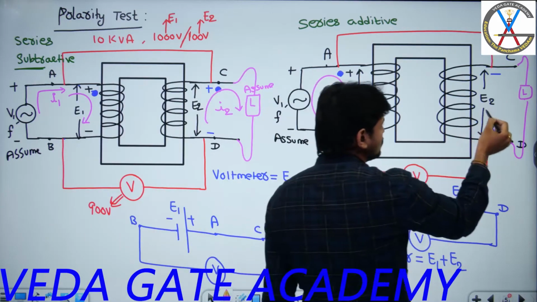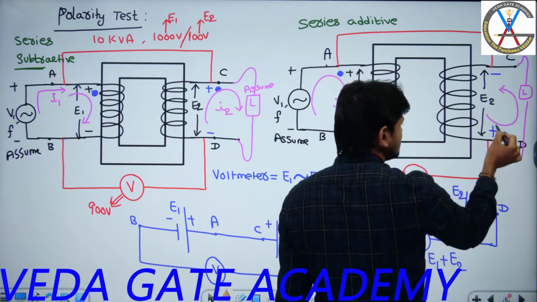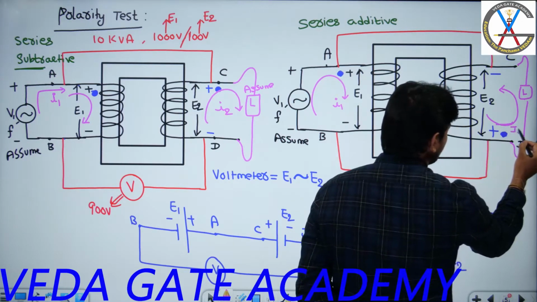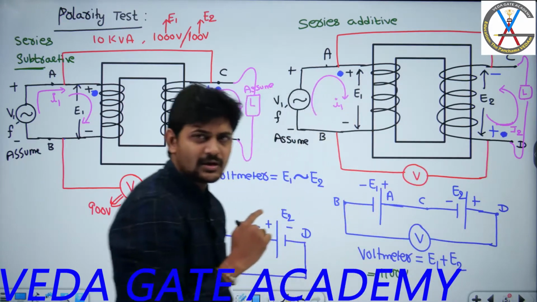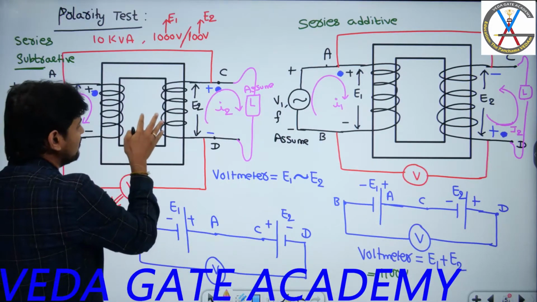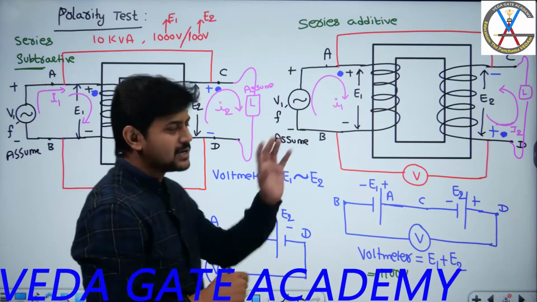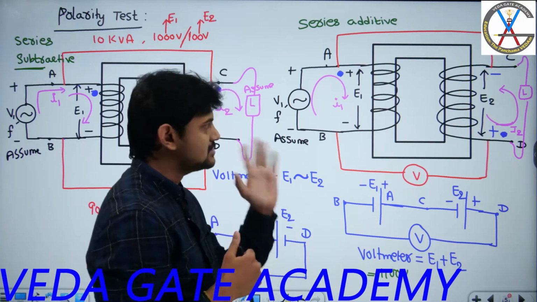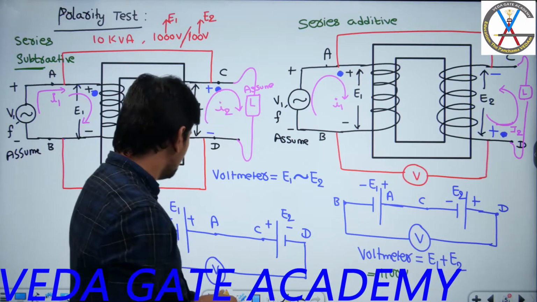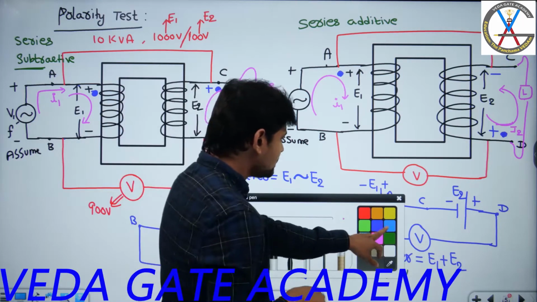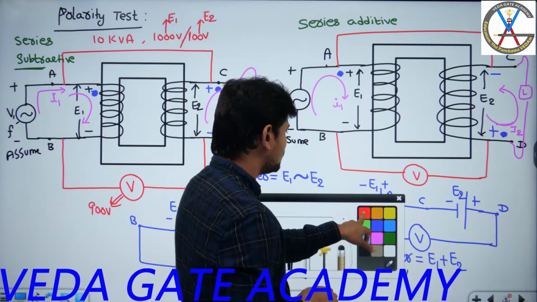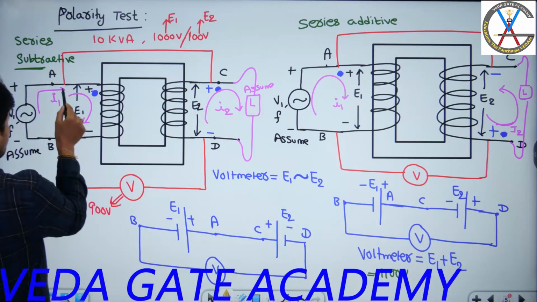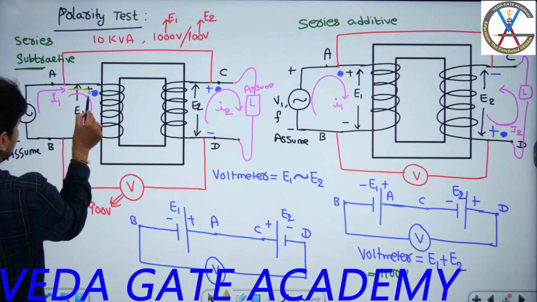Since it is a source, the direction of the current will be in this direction. Yes or no? So the direction of the current will be in this direction in the secondary winding. Now if you observe, whether it is a series additive or series subtractive connection, the common thing we are identifying from these directions of current in both diagrams is, in the first diagram, in the source side, the primary side, the current is entering the dot or leaving the dot?